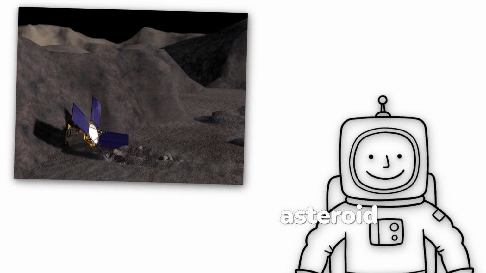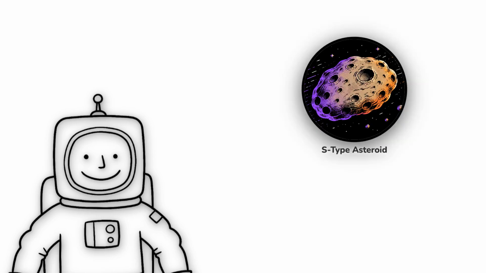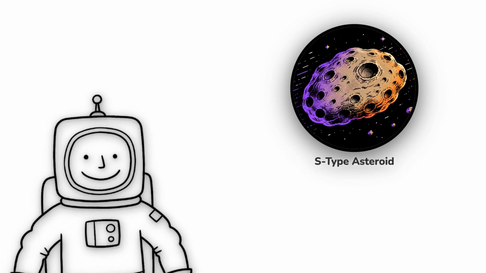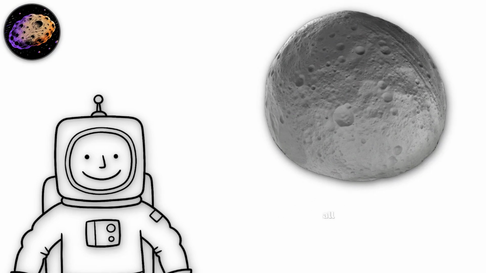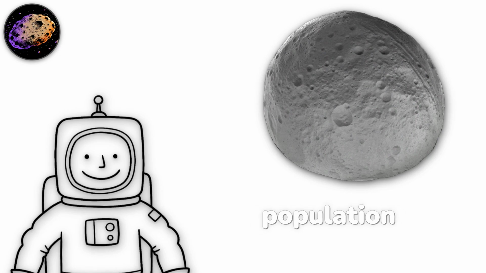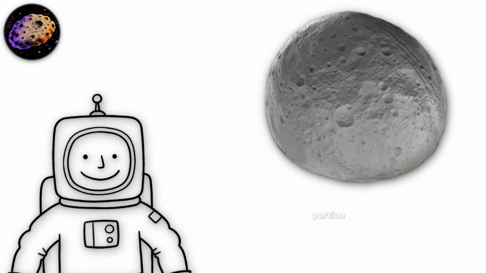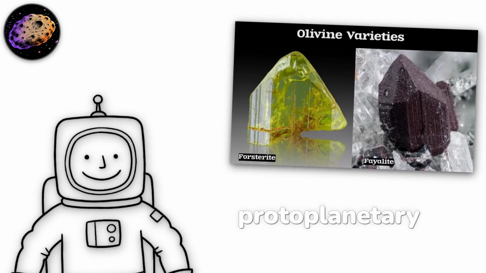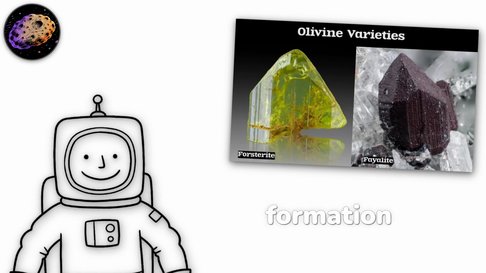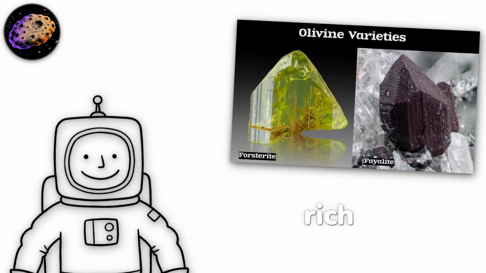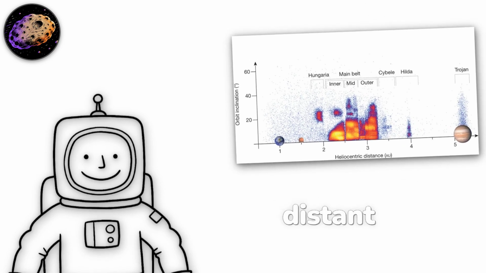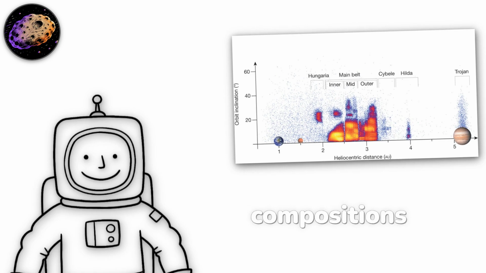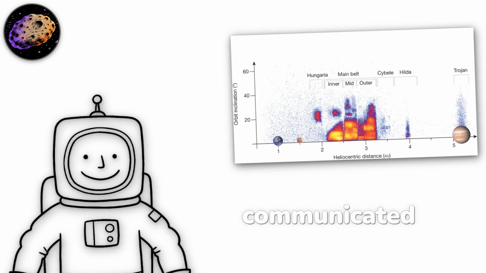S-type asteroid, siliceous. S-type asteroids were the second most abundant compositional class in the solar system, contributing almost 20% of all known asteroids and forming the dominant population of the inner main belt. The portion of the asteroid belt closest to the Sun, where the higher temperatures of the protoplanetary disk during solar system formation had driven off the volatile-rich minerals that characterized the more distant C-type population, leaving behind the silicate-rich rocky compositions that the S designation communicated.